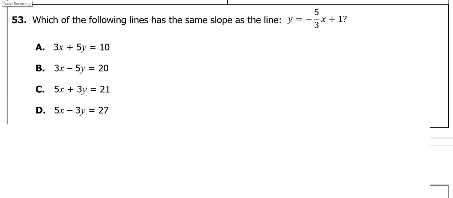Number 53. Which of the following lines has the same slope as the line y equals negative 5/3 x plus 1? The slope of this line is negative 5/3. So we're going to look for the choice that has negative 5/3 as their slope. Notice that all of these lines, A, B, C, and D, are in standard form. They're not in slope-intercept form. So we're going to have to convert these into slope-intercept form before we know what their slope is. So let's start with A.